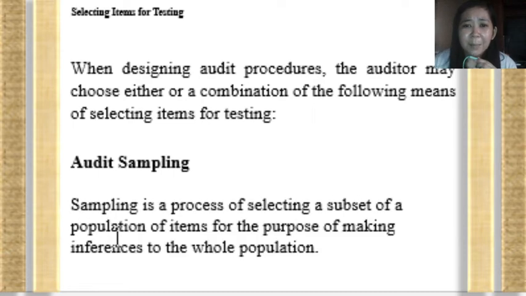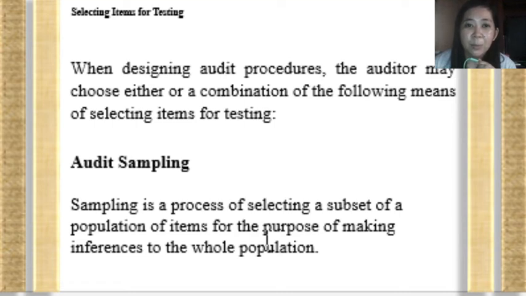So sampling is a process of selecting a subset. When we say subset, this is a smaller portion of the whole, for the purpose of making inference to the whole population, meaning this sample is enough to represent the population when they are subjected to evaluation. Whatever the result of the evaluation from this sample will also be the same result. This is the premise of sampling.